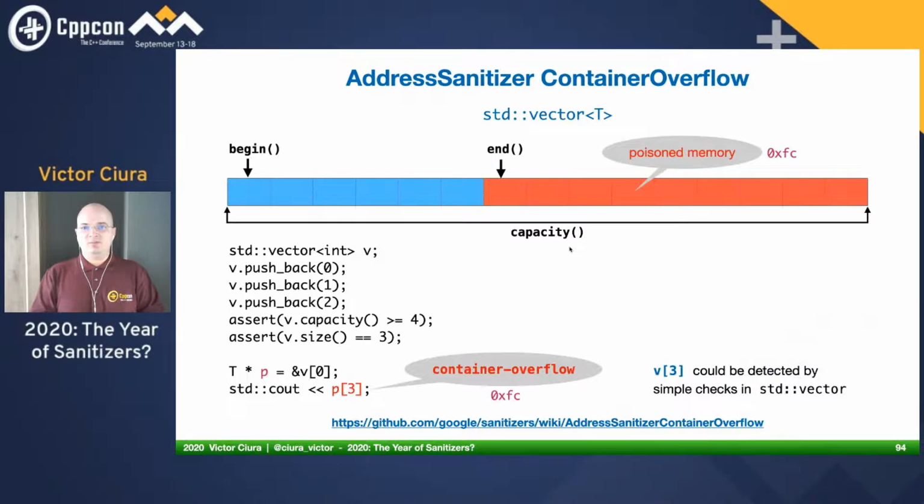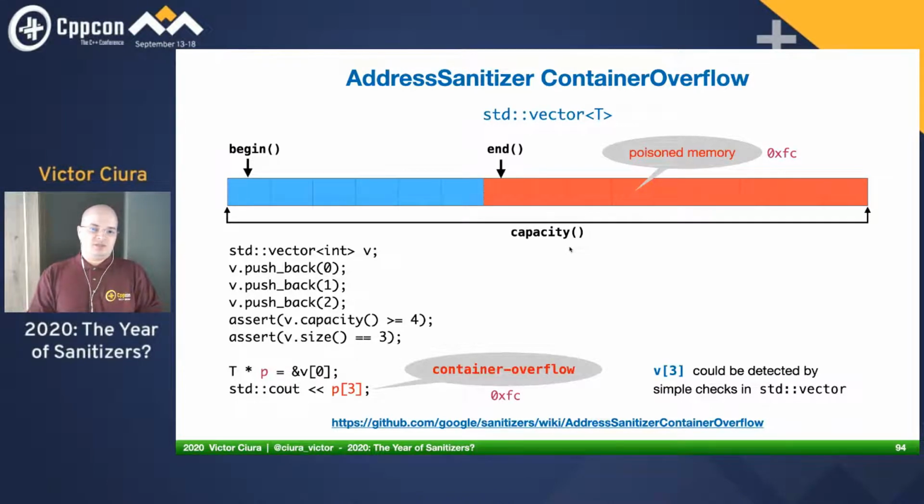The idea behind it is very similar. The region filling up the capacity of the vector is poisoned, and it's marked as FC, container overflow. That's a marker for container overflow. In this scenario, if we have this simple access pattern, and we try to access the 4th location here via an indirection, we get a container overflow in ASAN.